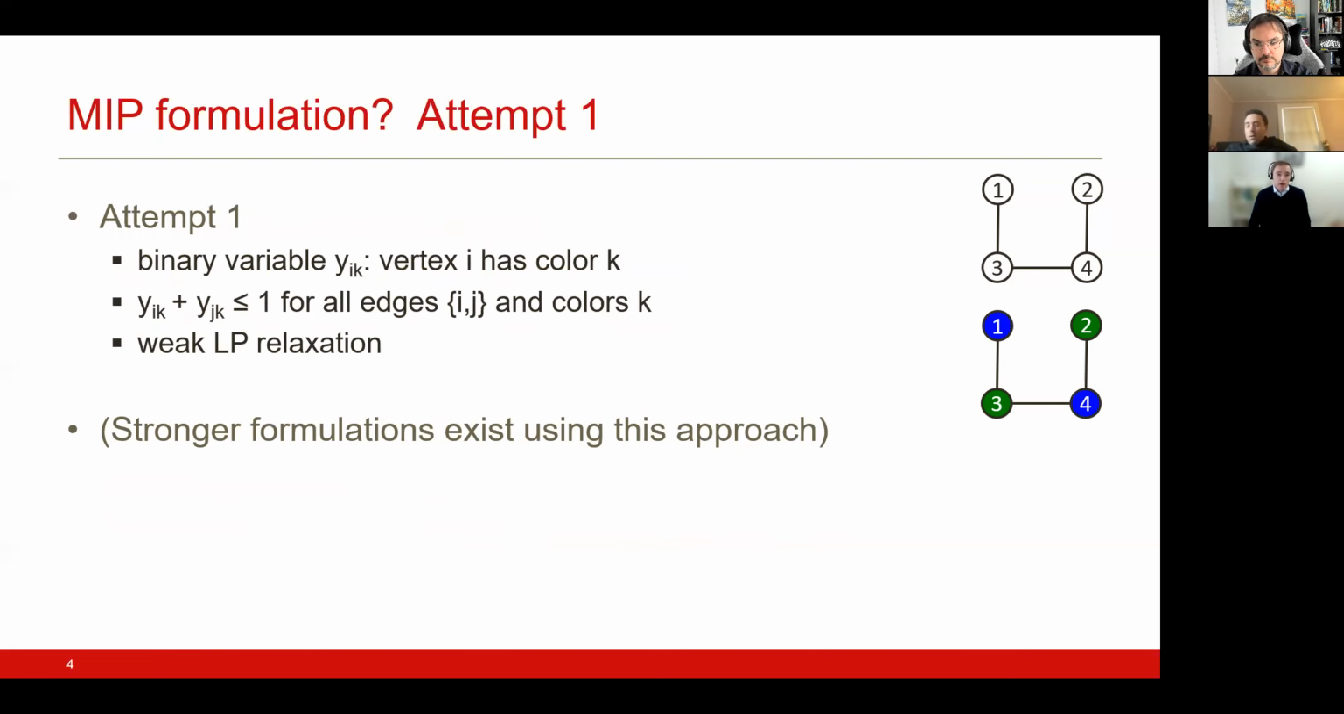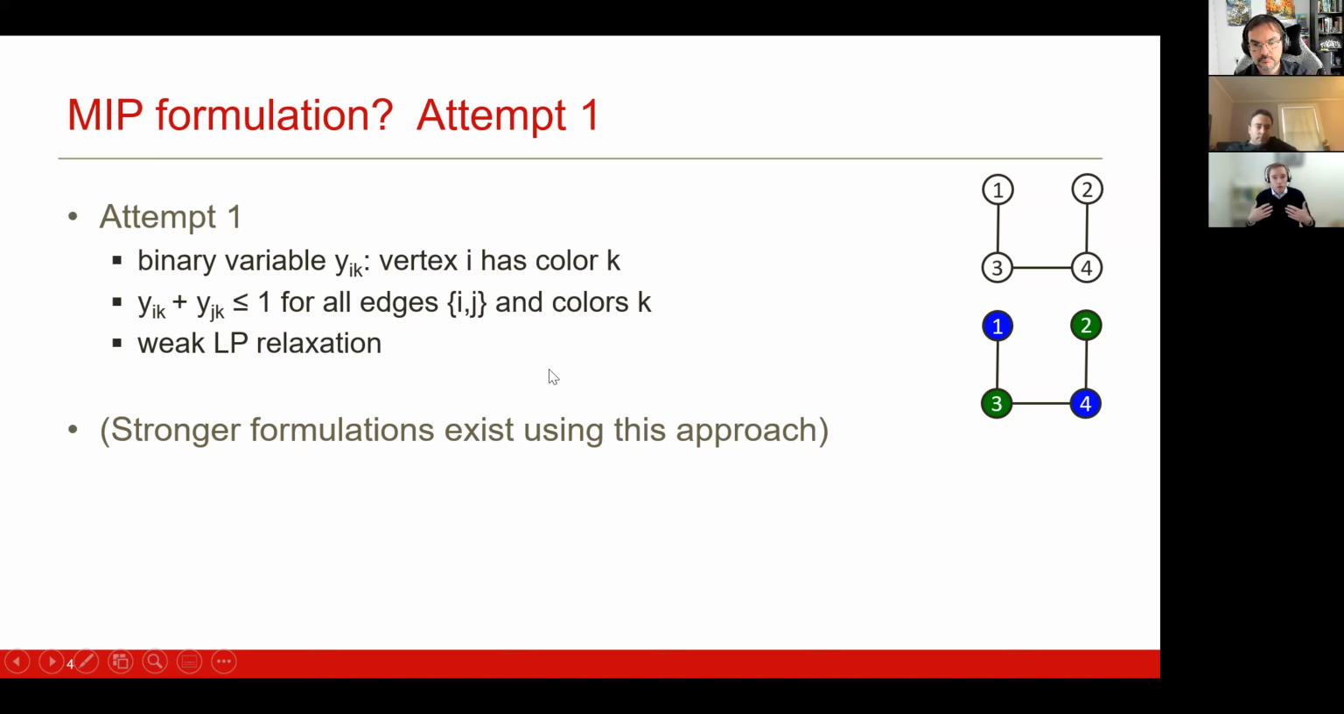So if you want to think about a MIP formulation for solving this problem, your default approach would probably be to identify a binary variable y for vertex i in color k, indicating that you color vertex i with color k. It's the obvious first attempt, I would say. And then you have to make sure that neighboring nodes do not get the same color. So if you have 2 nodes i and j, they cannot be assigned the same color using this linear constraint.